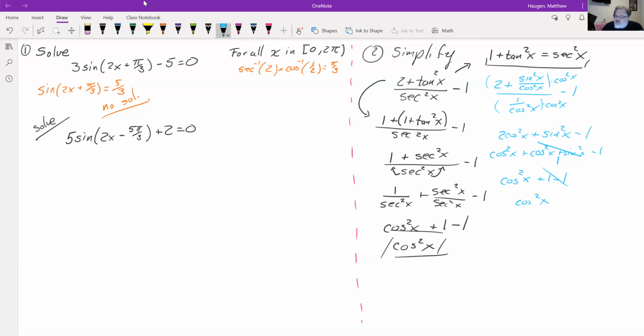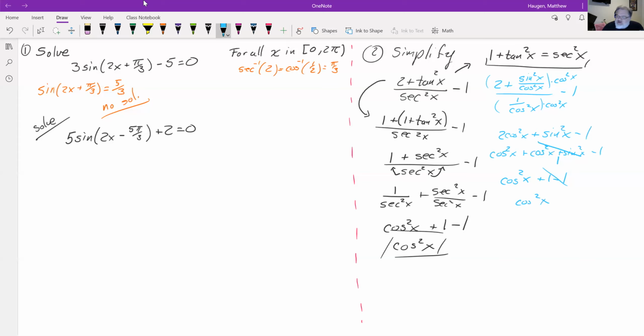There's probably something you could have done turning the denominator into 1 plus tangent squared, but I don't like multi-term denominators, so I think that would have been a little bit worse probably. But options.